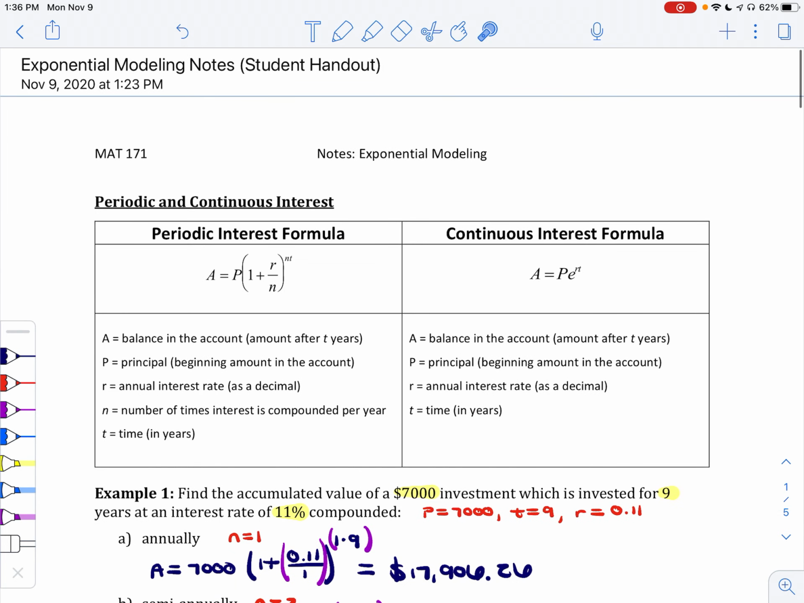Okay, so again, when we're looking at compound interest, we can use the periodic interest formula or the continuous interest formula based on the number of times that it's being compounded. All right, so in the next video, we're going to look at just more general exponential growth and decay as applied to things like population growth and bacteria cultures and things like that.